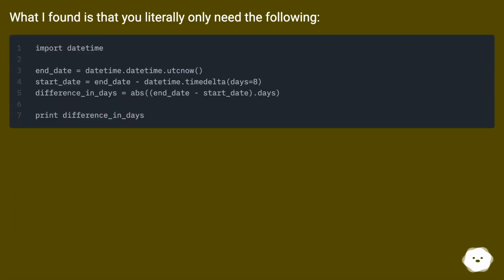What I found is that you literally only need the following. Try this.